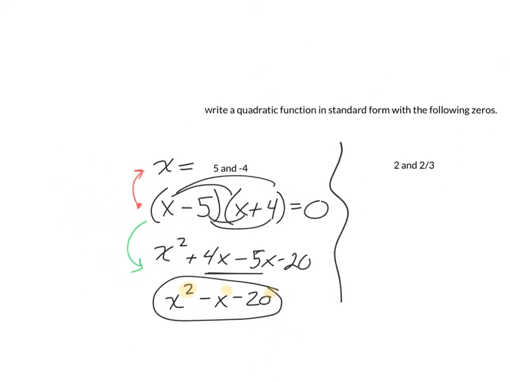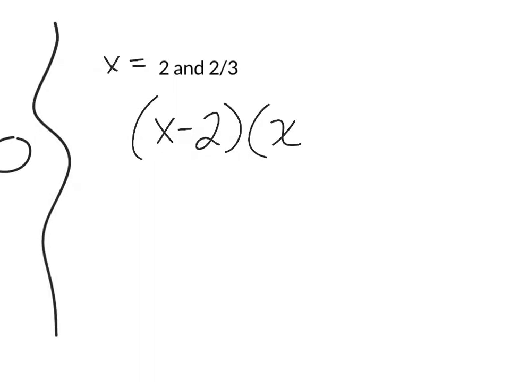Sometimes we'll see solutions that come as fractions. So the start of this will look the same. I know that my solutions here were x equals 2 and 2/3. So what I'm going to do is set this up the same way I just did, with factors of x minus 2 and x minus 2/3. Now, one thing about standard form is that we can never include fraction coefficients, okay?